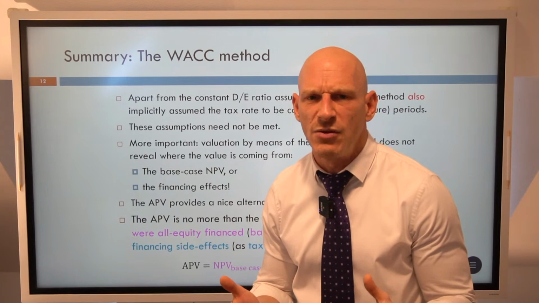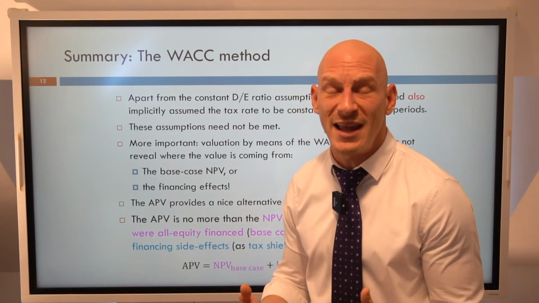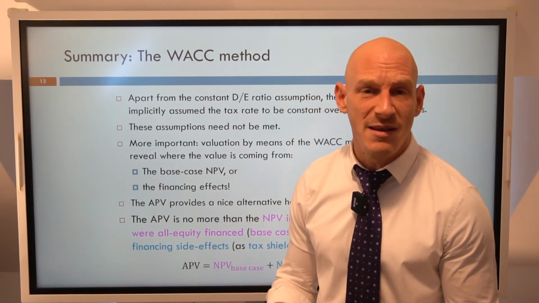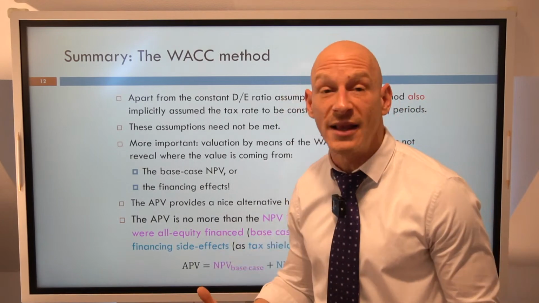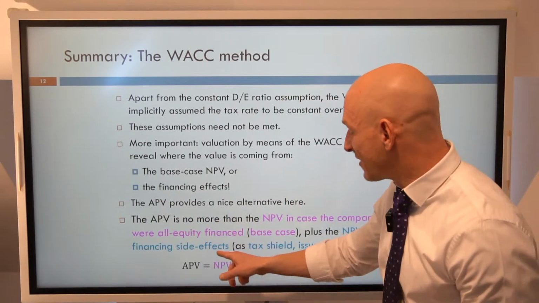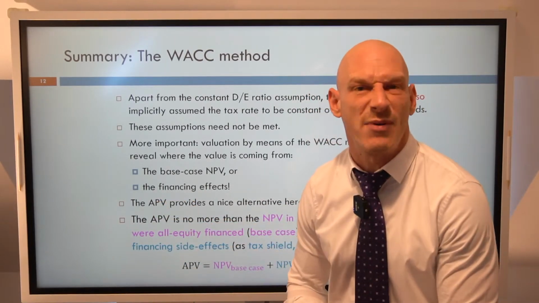And that is relevant. We don't simply want to make a correct decision. We also need to understand where the value is coming from. And that is something that the WACC method, unfortunately, cannot provide. So the better method for answering a more detailed question would be the APV method, the adjusted present value method.